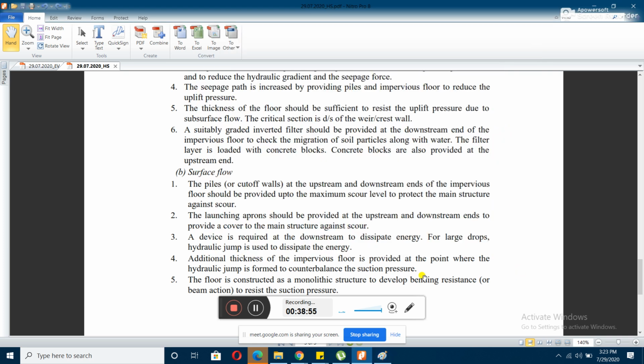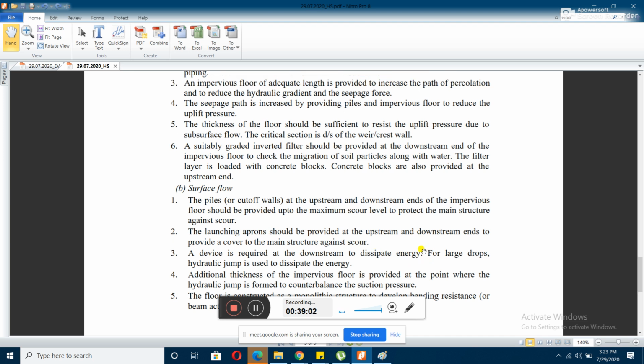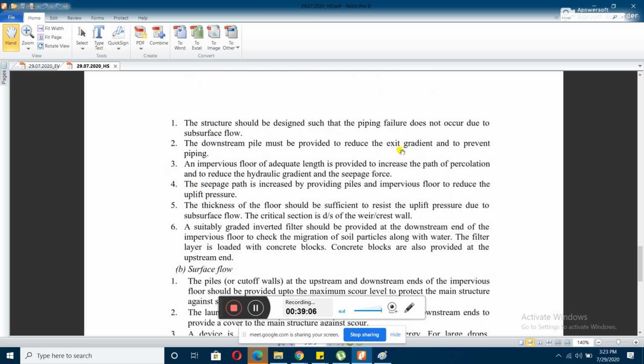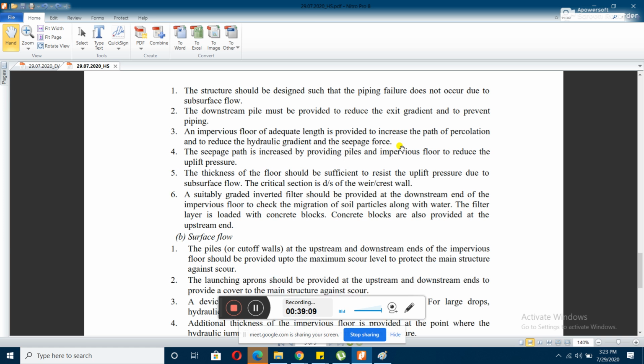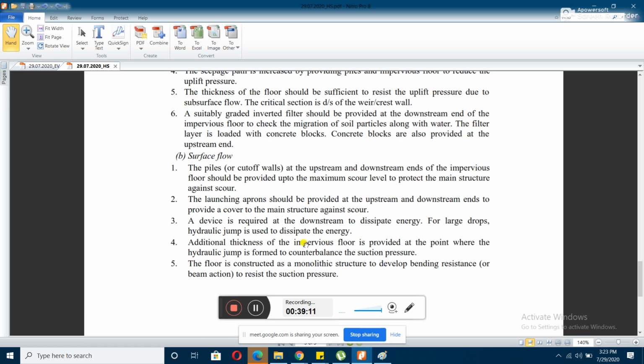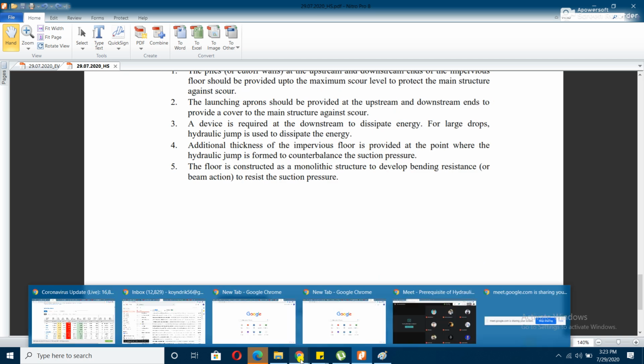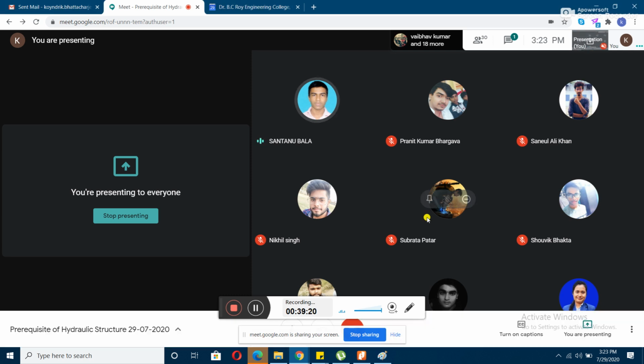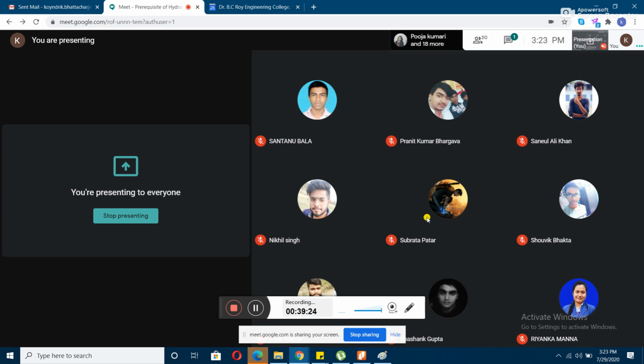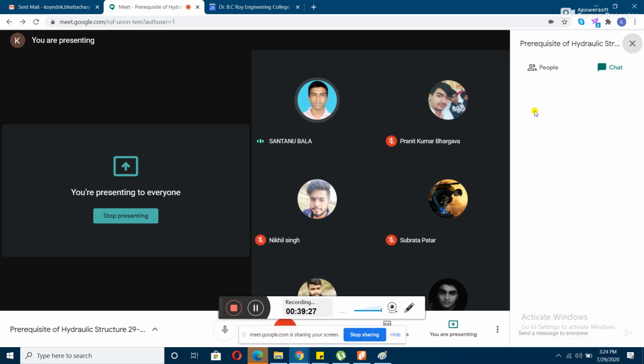So these are a few methods adopted in order to counter failure due to the subsurface flow as well as surface flow. So just go through it. If you can understand, then tell me. I've already mentioned this while telling about the remedies. Okay. So any doubt you have? No, sir. Okay. Everybody clear? Yes.